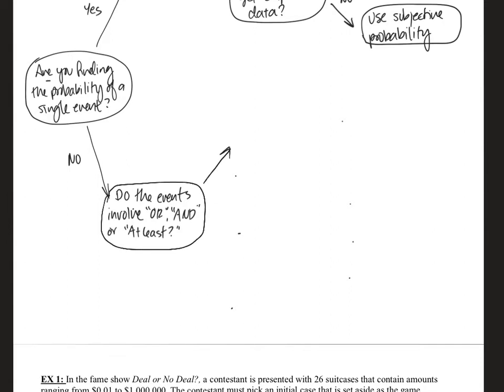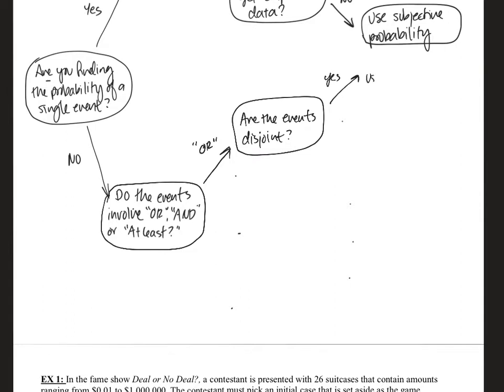So we have the option of or. If it is an or statement, we have a new question, which is, are the events disjoint or mutually exclusive? So if our answer to this is yes, then we'll use the probability of E or F, which is going to be equal to the probability of E plus the probability of F. Very simple.